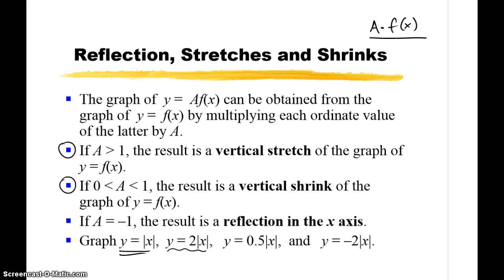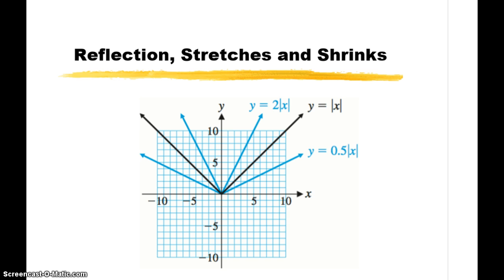And finally, we have negative 2x here. Not only are we going to vertically stretch the graph, but we're going to reflect it over the x-axis because this is a negative value. Let's take a look at the graphs to confirm. Here's the parent function, y equals absolute value of x. We have y equals twice absolute value of x, just like we predicted.